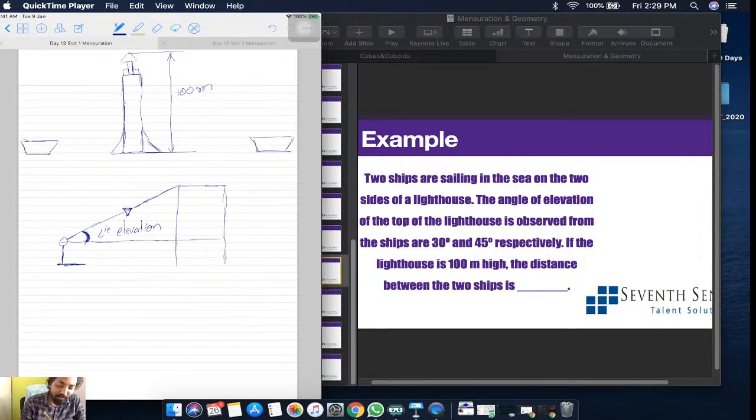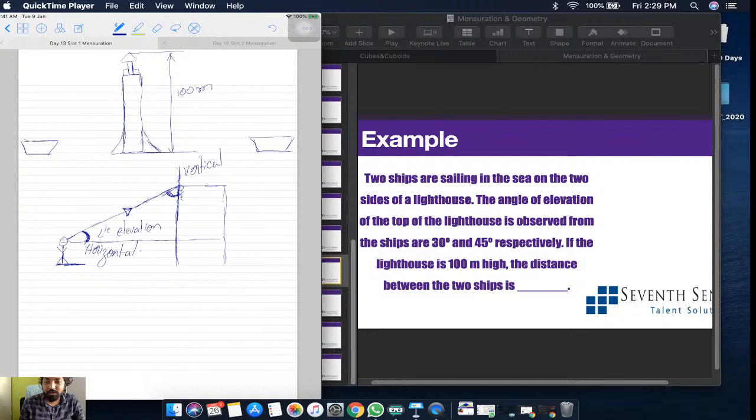The angle of depression is the opposite. If I am standing here and you are on top of the terrace and you want to look down at me, the angle will be made with the vertical. Here, for elevation, it will be made with the horizontal. That is one element you need to understand.